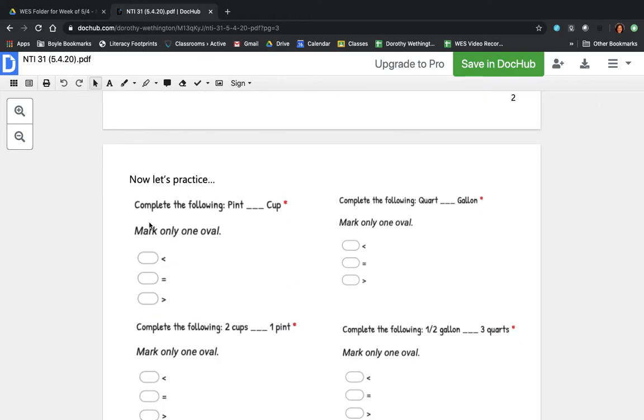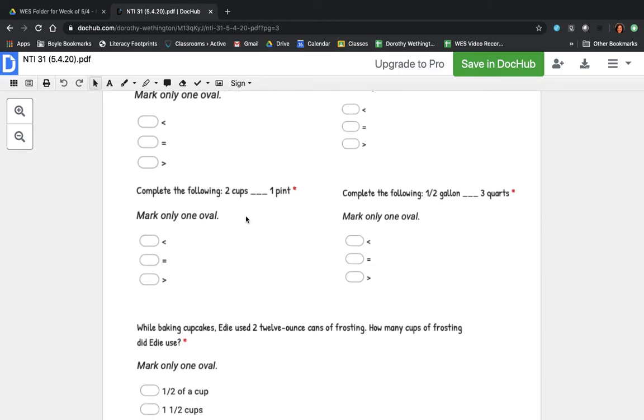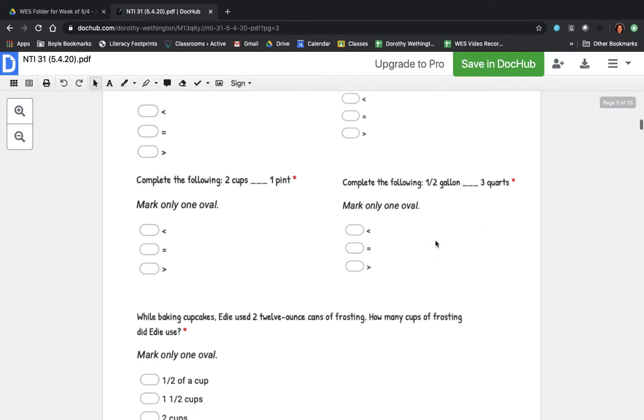Okay, so now let's practice. Complete the following. Is a pint less than, equal to, or greater than a cup? Complete the following. Is a quart less than, equal to, or greater than a gallon? Are 2 cups less than, equal to, or greater than a pint? And is a half gallon less than, equal to, or greater than 3 quarts?